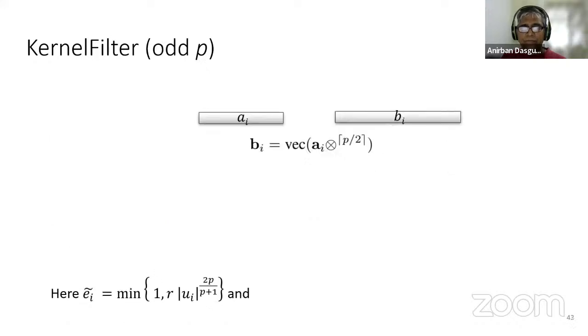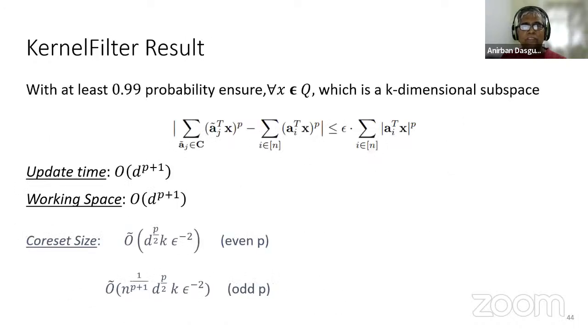Okay, so what is the final result? Just the result for this. The kernel filter has an update time which is much more than the previous one, which was order t squared. Now we have d to the p plus 1. Working space is also much higher, d to the p plus 1.